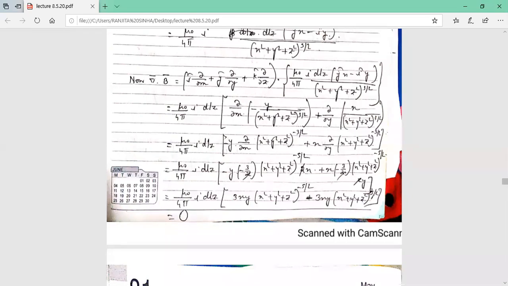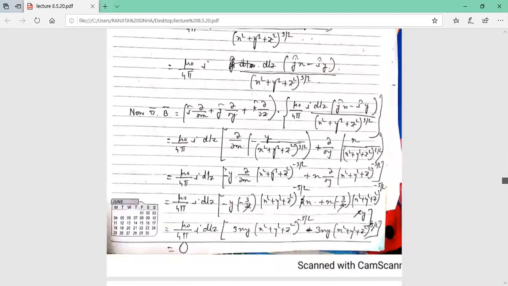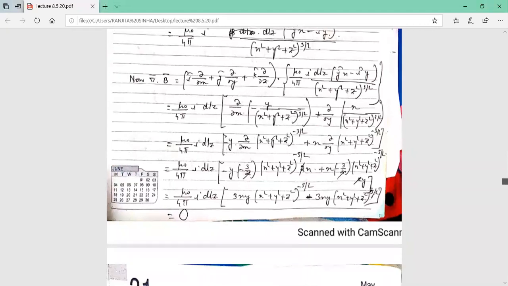So for proving divergence of B equals 0, we have taken the Biot-Savart law. We have taken dl as this, r as this, and r cube as this. Then we take the current flowing along the positive z direction, so only the k hat dlz portion exists in the whole dl vector. Then taking the cross product, we ultimately take the divergence of B. This is grad dot, that is divergence of this. Now it is simply the calculation, taking del by del x and del by del y, and if you follow these steps you will ultimately get the value 0. So divergence of B equals 0, where B is the magnetic induction vector or magnetic field.